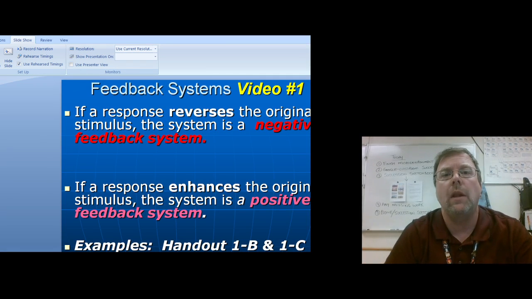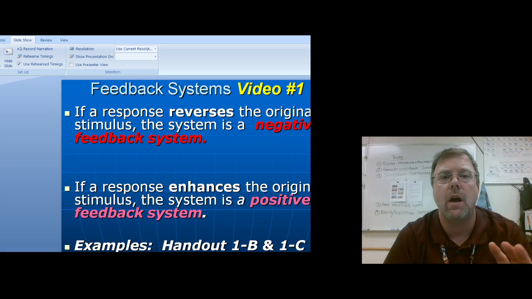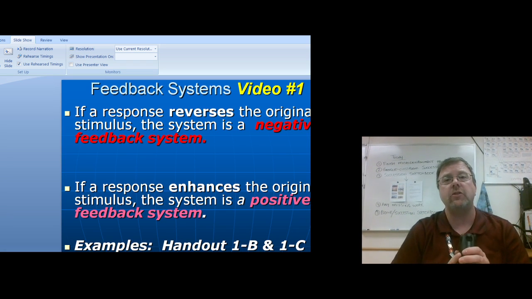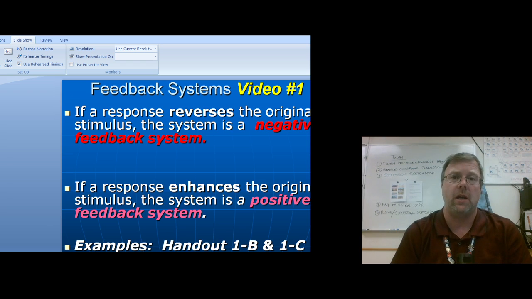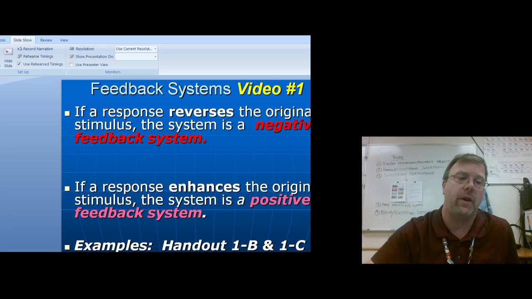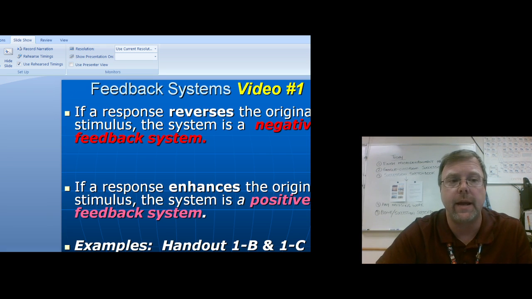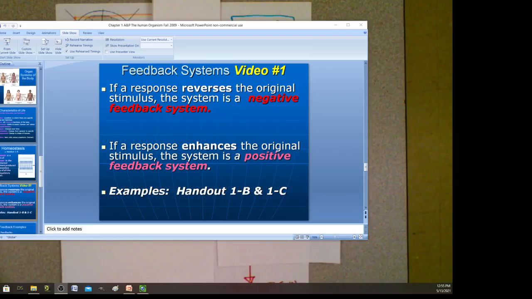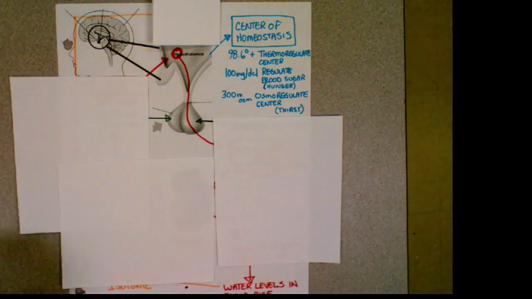Okay, so let's move on and talk about a negative feedback system. Now, remember I told you negative feedback systems are usually good things because they bring us back to a set point. Now, I'm going to give you a very anatomical example here with handout 1B. So if we look at handout 1B, this is an example of a negative feedback. All right. So here is handout 1B.